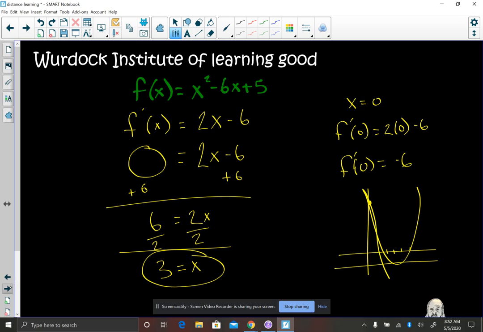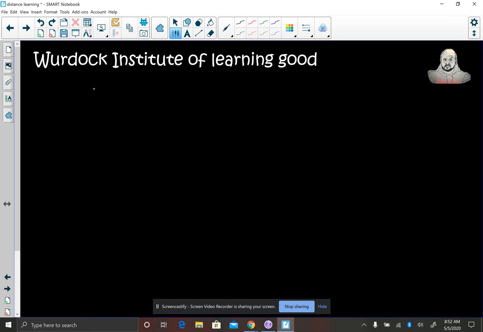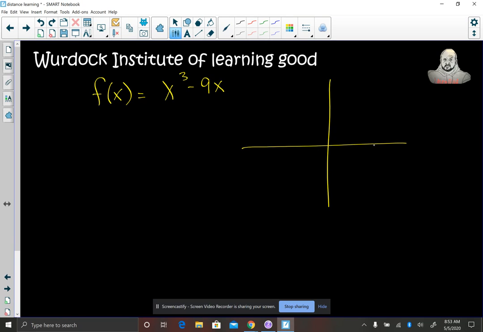All right, here's another one for you. This time I'm going to give you a function: x cubed minus 9x. A rough graph of this function will look something like this. Really rough. It is symmetric around the origin. It's an odd function. So what we're looking for is this spot, kind of this max or this min. That's another application of finding horizontal tangents.